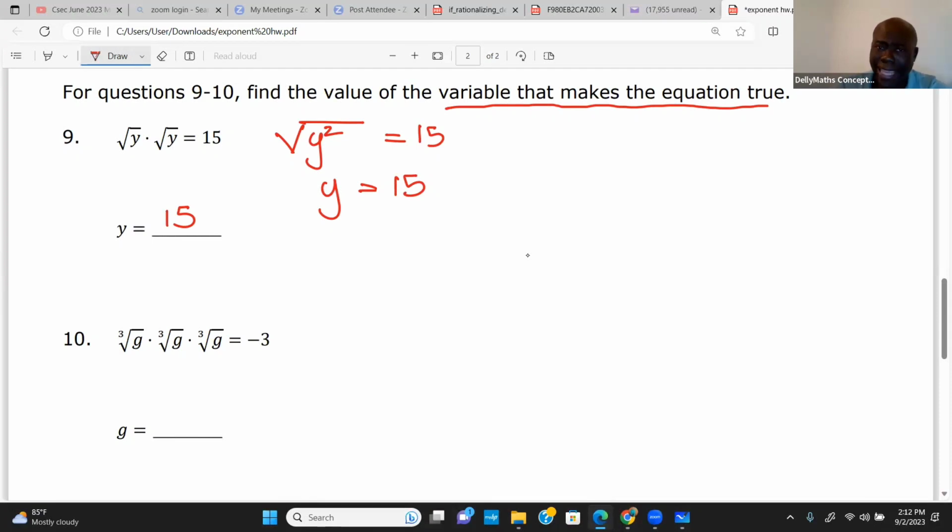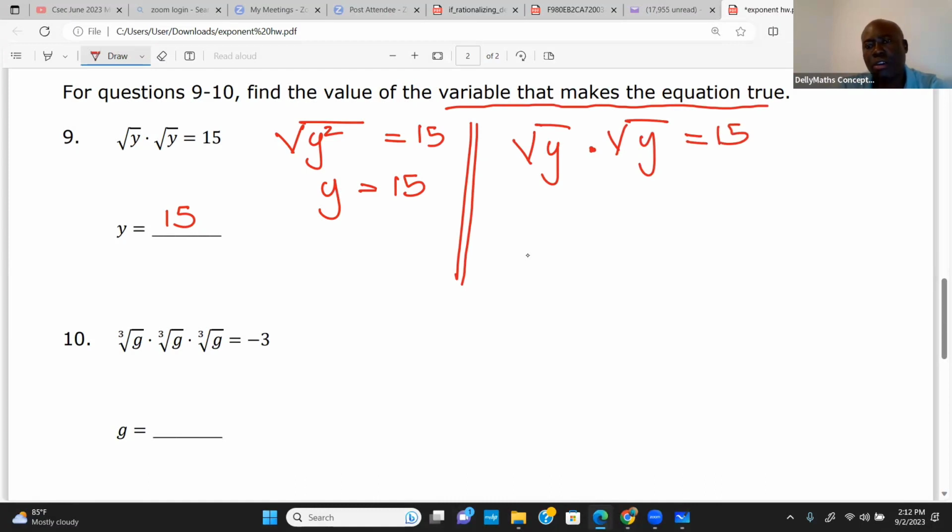But let us say I never felt like I wanted to do it that way. Another way that we could have looked at this is to simply represent this in rational exponent. For example, this is y to the half times y to the half, which is equal to 15. We're going to keep the base, and we're going to add the exponents. This should equal 15.